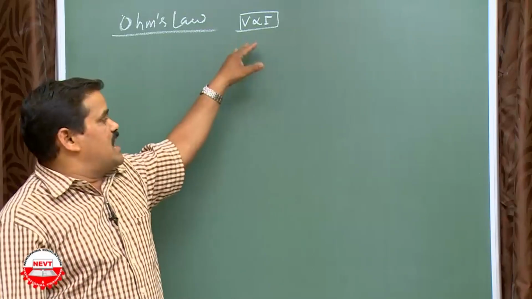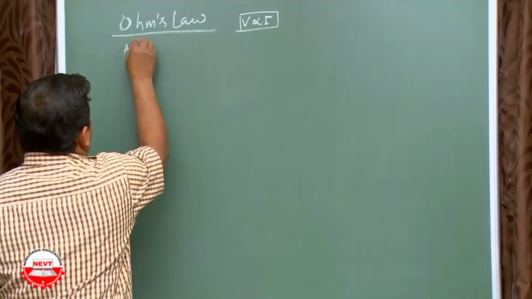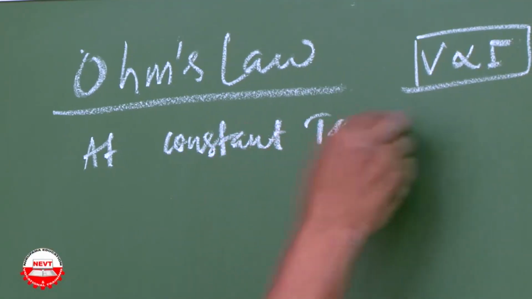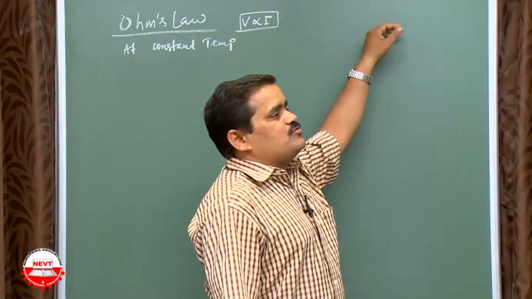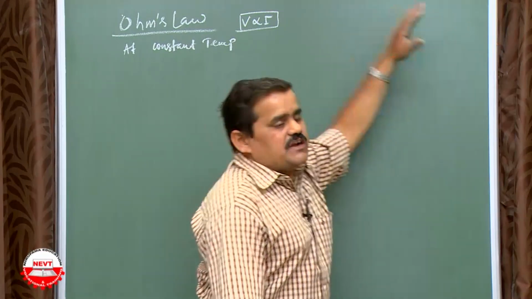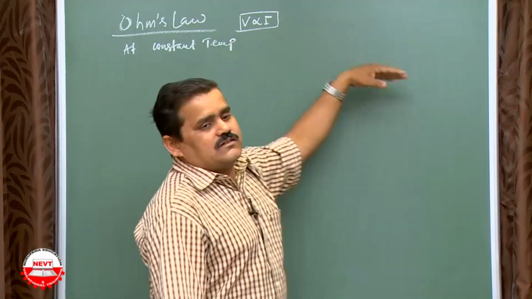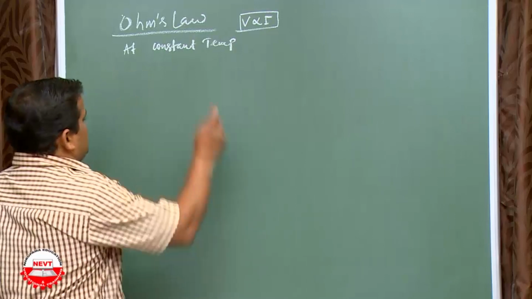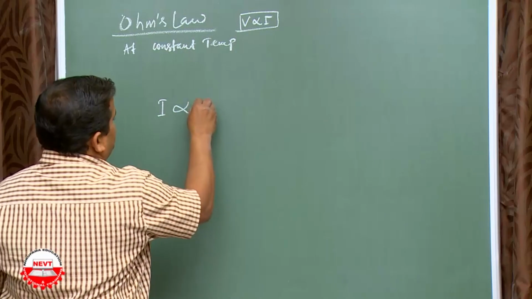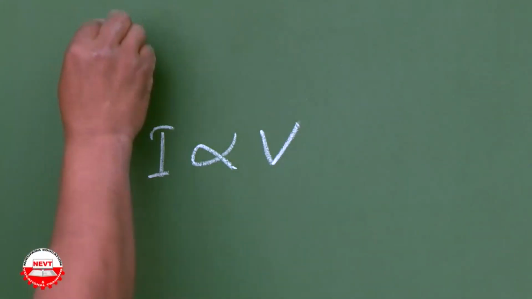So this is Ohm's law, and you have to write it in a proper statement. So write down Ohm's law. At constant temperature, the amount of current passed through a conductor is directly proportional to the potential difference across the conductor. That means the current I through a conductor is proportional to the potential difference across the conductor.